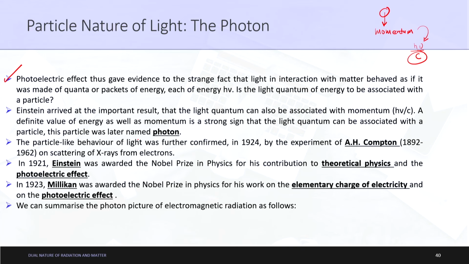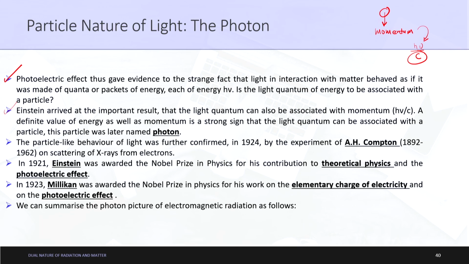So, this packet of energy, this discrete particle, was called a photon. This was the only idea I needed to explain here till now. The particle-like behavior of light was further confirmed in 1924. Please look at the data.